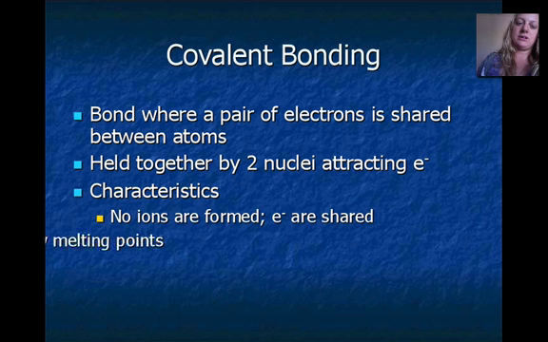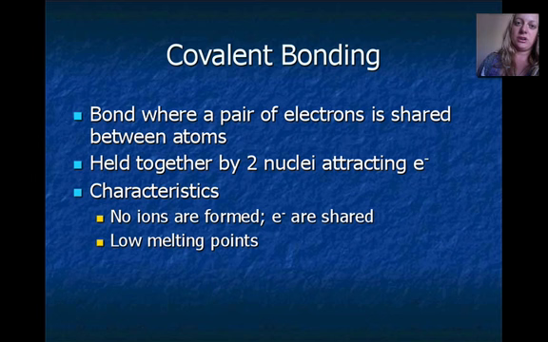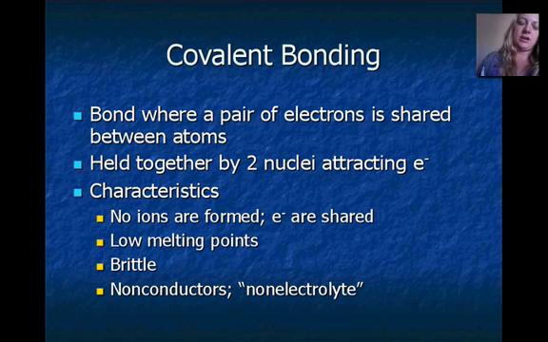Some characteristics are we're not forming any ions, low melting points, so these are not as strong bonds as ionic bonding. They can also be brittle. They're also non-electrolytes or non-conductors. When we think of covalent bonding, I always tell students to think covalent starts with C, and C is carbon. So covalent bonding is the bonding of carbon. And with carbon, we're going to bond carbon with all the things carbon likes to bond with, oxygen and hydrogen, nitrogen, all those molecules of life. Those are all covalently bonded together.